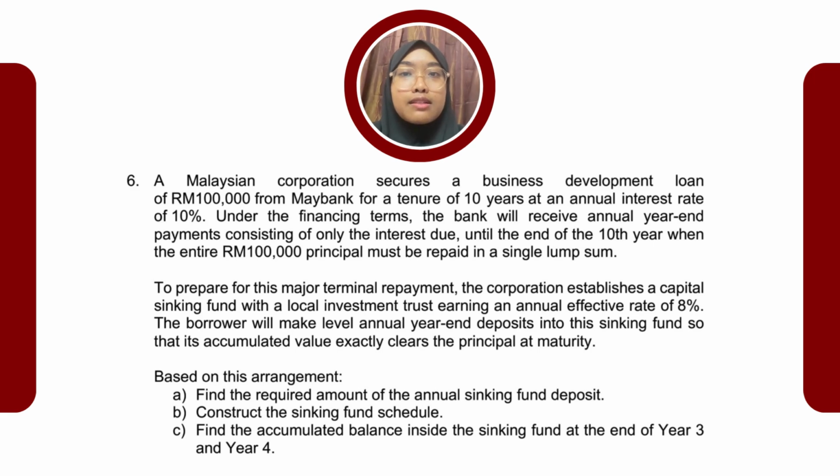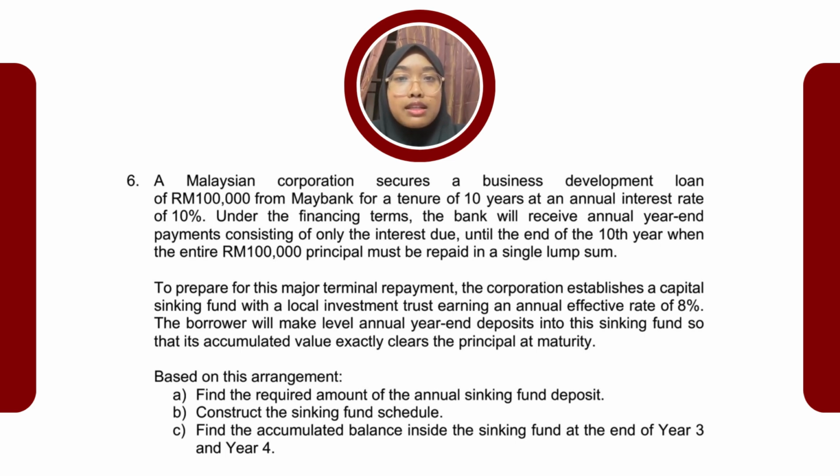So next, the question says, until the end of the 10th year when the entire 100,000 ringgit principal must be repaid in a single lump sum. This means after 10 years, the company must repay the whole 100,000 ringgit at once because this is a large payment. The company prepares earlier by creating a sinking fund.